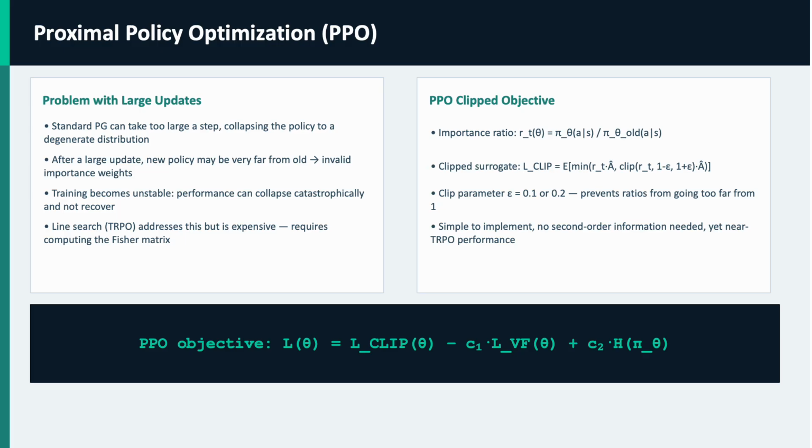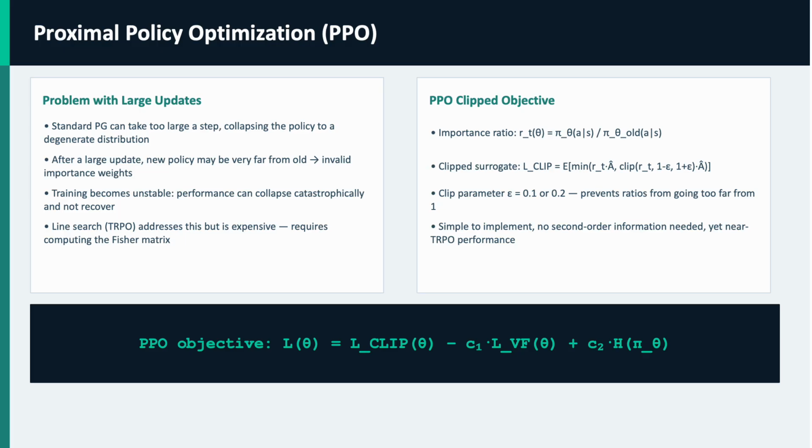And for the next update, PPO addresses this. Proximal policy optimization, PPO. I thought to keep it always PPO so you can conduct research and figure out what proximal policy optimization is. PPO addresses this with the importance ratio and a clip operation. The importance ratio r_t of theta is the probability of the taken action under the new policy divided by its probability under the old policy.